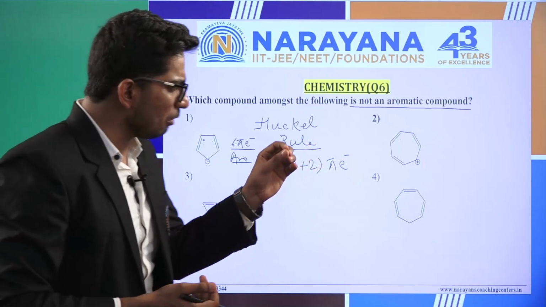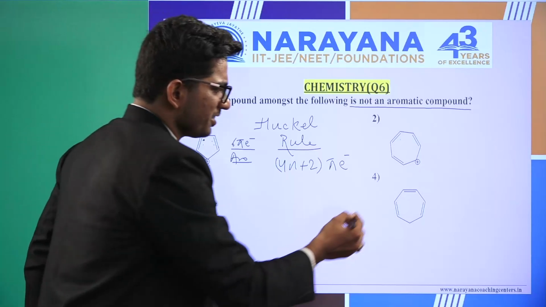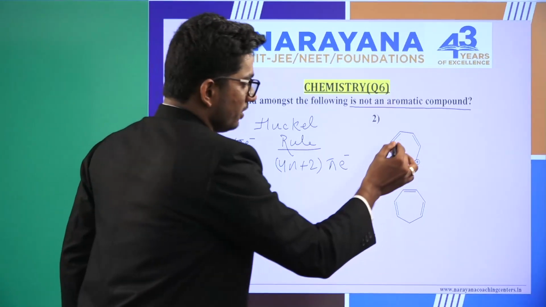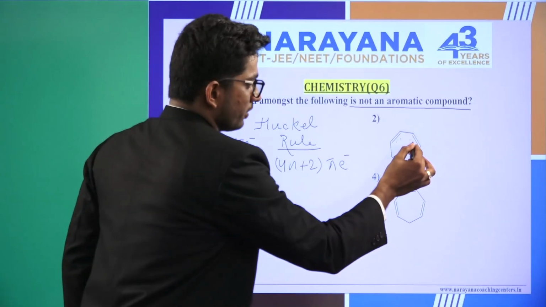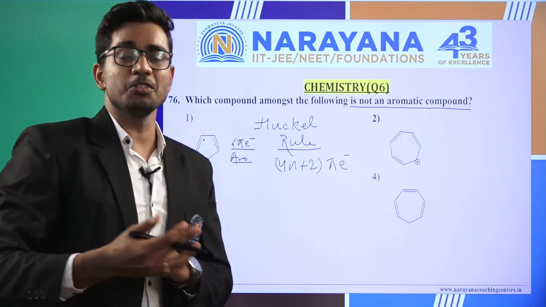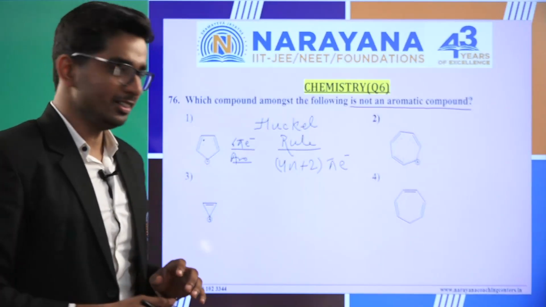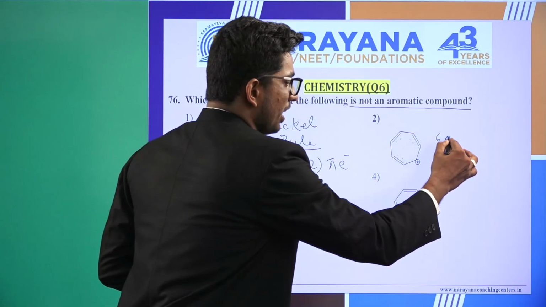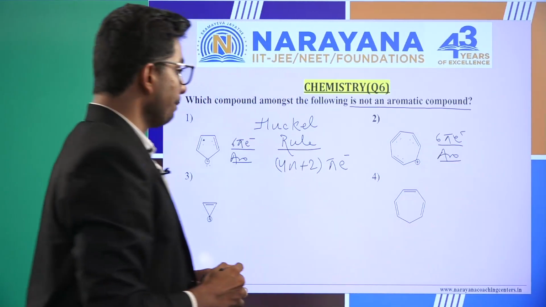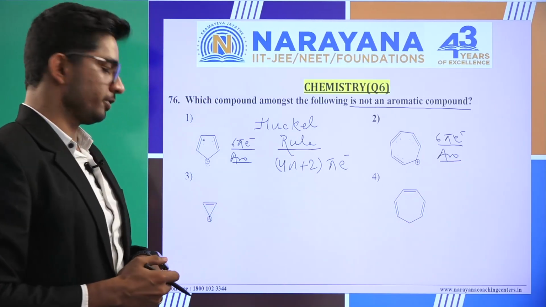So here, if we count the number of pi electrons, each double bond will have 2 pi electrons, and this will have again 2, and this will have 2, and positive charge means vacant orbital, means there is no electron. So how many electrons are there? It is 6 pi electrons. Again, this compound is aromatic. Okay, next let's come to part 3.